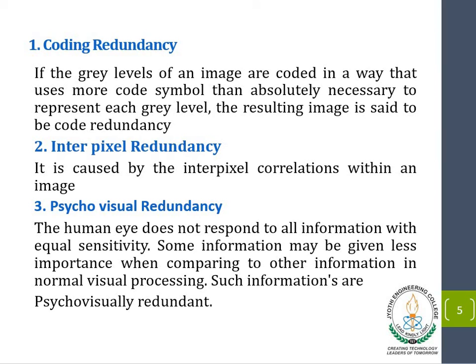So there are three redundancies associated with image compression. First one is coding redundancy. It happens while we are encoding the gray level values of an image. The second one is interpixel redundancy, caused by the interpixel correlations within an image, and the psychovisual redundancy is based on the properties of the human eye. The coding redundancy can be avoided by choosing a proper coding scheme such as variable length coding, Huffman coding, arithmetic coding, etc. Interpixel redundancies can be removed using perfect mapping sets.